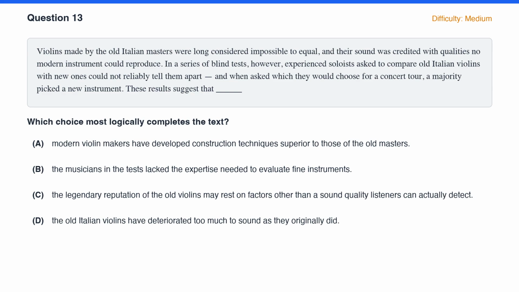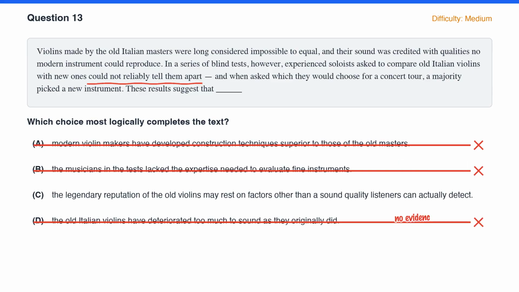Here we need the choice that most logically completes the passage. Look at what the blind tests actually showed. Experienced soloists could not reliably tell the old violins from the new ones, and most of them even picked a new instrument for a real concert tour. Choice A says modern makers use superior techniques, but not being distinguishable doesn't prove that. Cross it out. Choice B claims the musicians lacked expertise, yet the passage calls them experienced soloists. That one's gone. Choice D blames deterioration, but we're told nothing about the violins changing over time. Strike that too. Choice C is the one that fits.